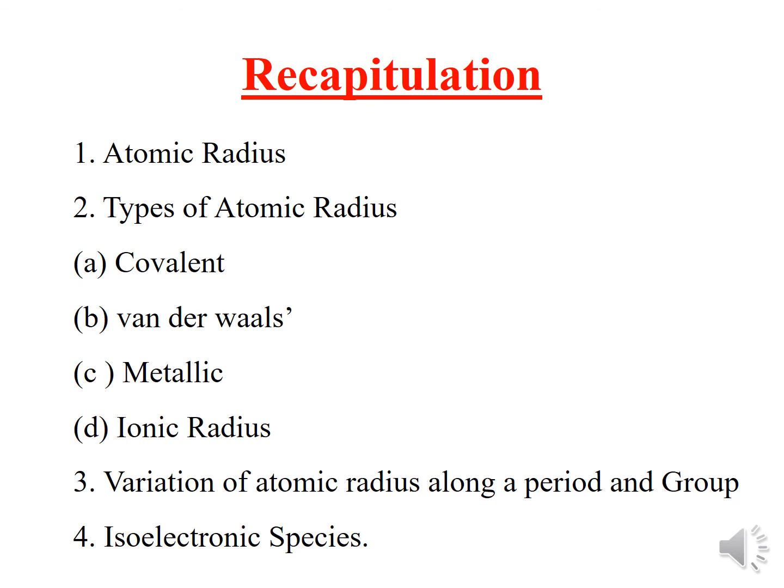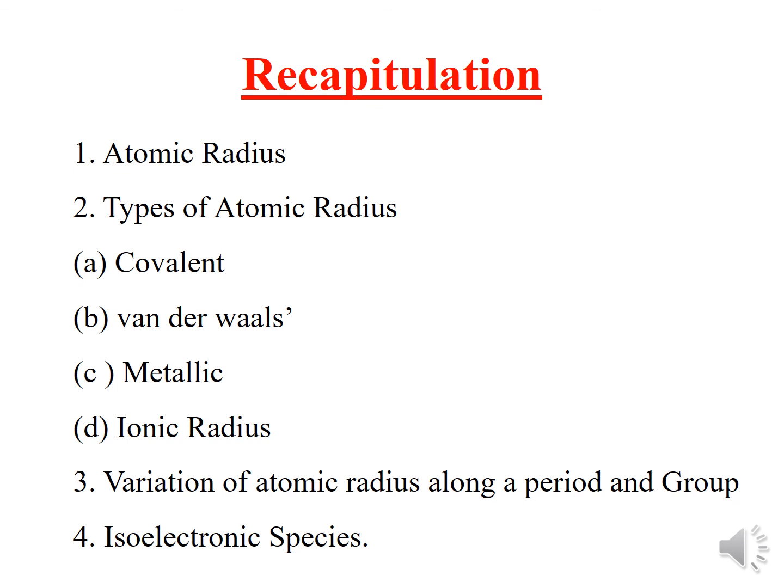Next, we studied isoelectronic species. As the name indicates, iso means same, electronic means electrons. These are the different species, ions or atoms, which have the same number of electrons. So they are known as isoelectronic species, with the same number of electrons. Then we compared the size of different isoelectronic species.